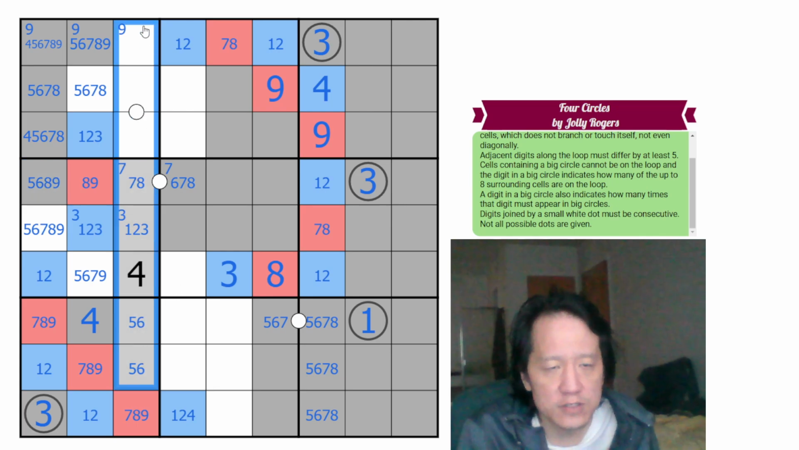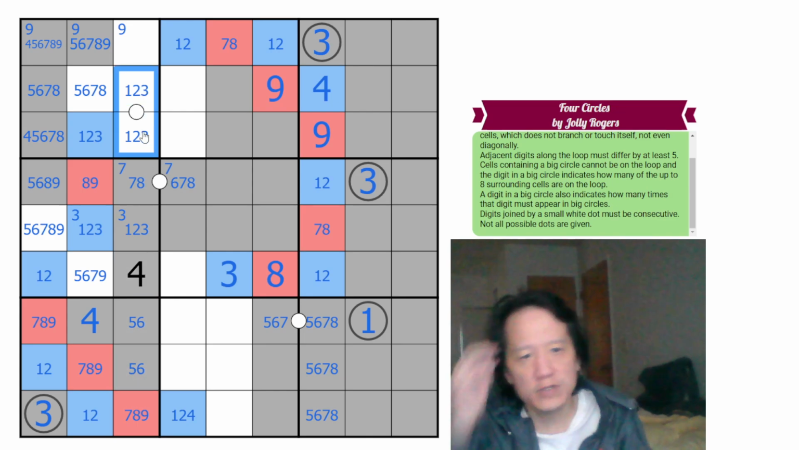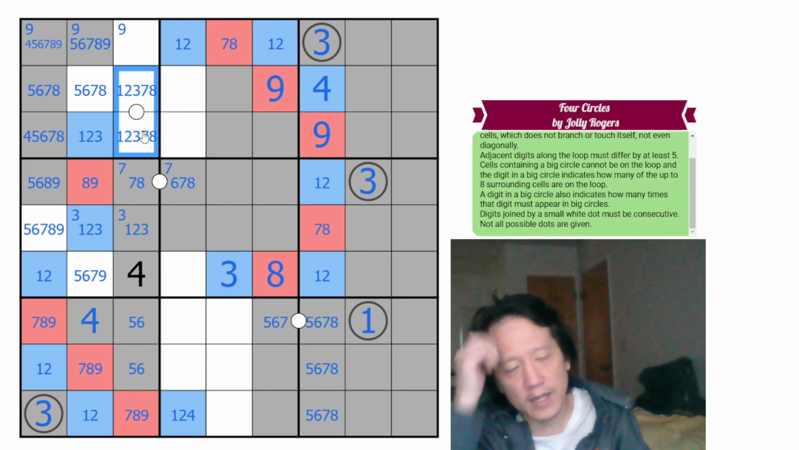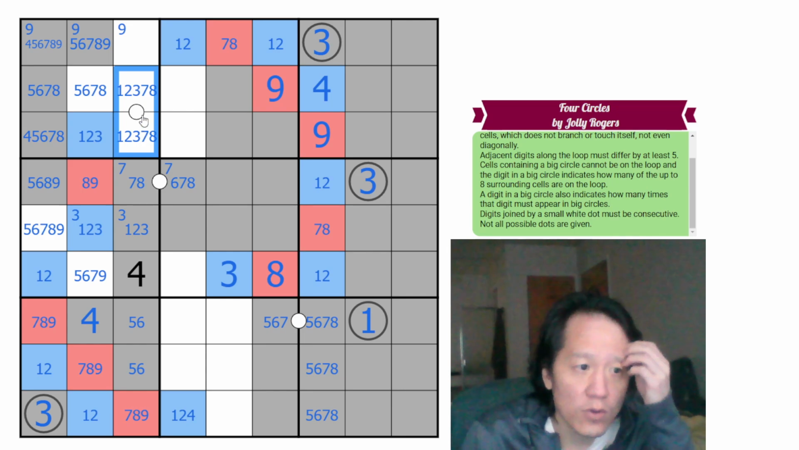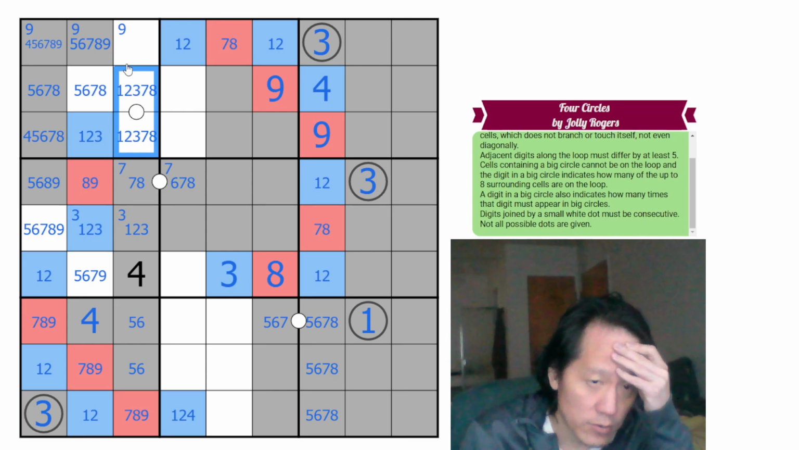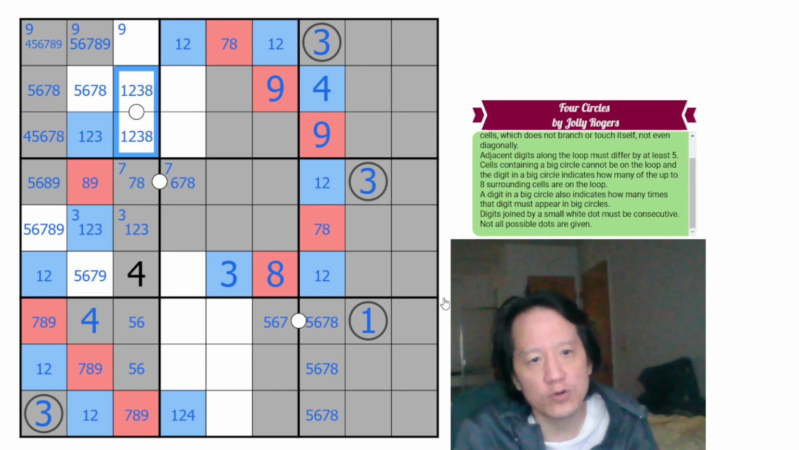No 5 or 6 here. So this cannot be... It could be 1, 2, 2, 3. Cannot be 3, 4. Cannot be 5 or 6. It could be 7, 8, or 8, 9. It can't be 8, 9. So it's 1, 2, 3, or it's 7, 8. It can't be 7, 8 because this is 7, 8, and this is 7, 8, and 9, and that would eliminate all possibilities here. Therefore, this has to be 2.